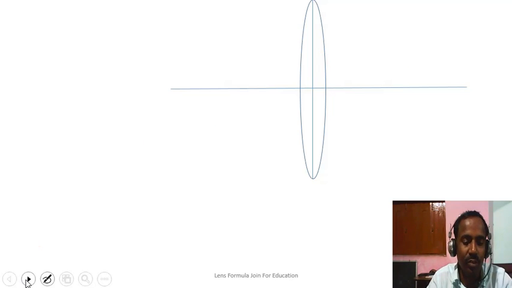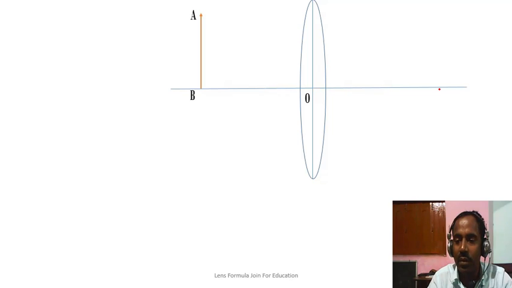This is a convex lens. Consider this convex lens. This is the principal axis of the convex lens, which passes through the optical center O. This is the optical center O of the convex lens. An object AB is placed on the principal axis of the convex lens.